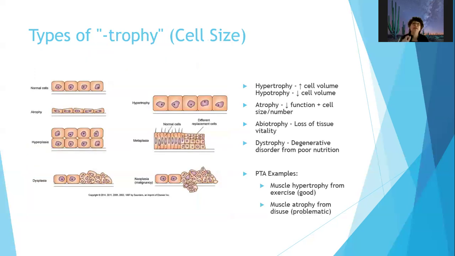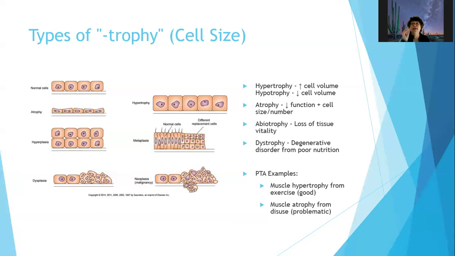Trophy has to do with cell size. So hypertrophy, you don't get more muscle cells, the cells just increase in volume. So you have bigger, stronger cells sometimes. Hypotrophy is decreased cell volume, so the cells are smaller. And atrophy is decreased function and cell size and number. So atrophy is never good.